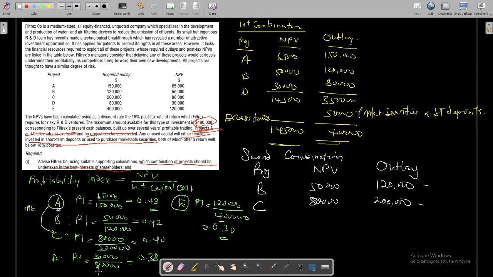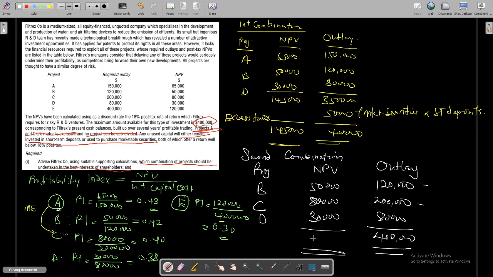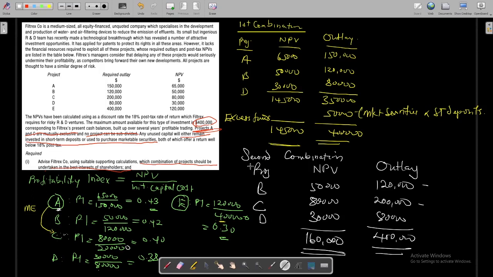So we move on to the next one, which is project D. The project D requires initial investment of 80,000, which is equal to how much is left for us to invest, with NPV or returns expected of 30,000. Therefore, we have exhausted all the amount that we have available, and this is the next combination. So this one will give us $400,000, and this one will give us $160,000. So the second combination is B, C, and D.